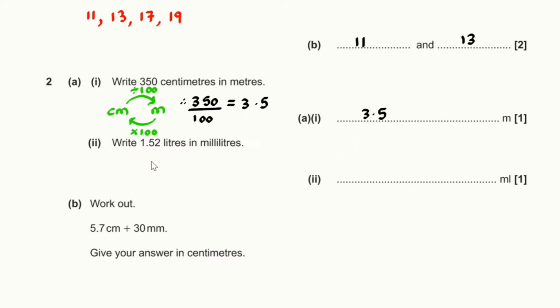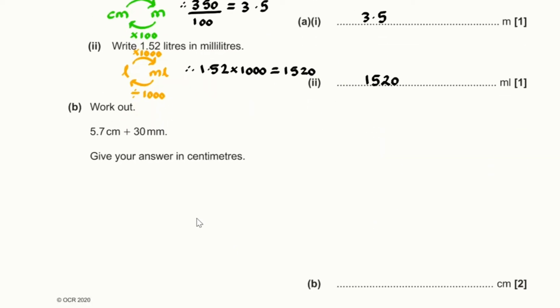Next, we have to write 1.52 litres in milliliters. Well, to go from litres to milliliters, we multiply by 1000, and milliliters to litres, we divide by 1000. And so therefore, if we have 1.52 and multiply this by 1000, we get 1520. So we have 1520 milliliters.